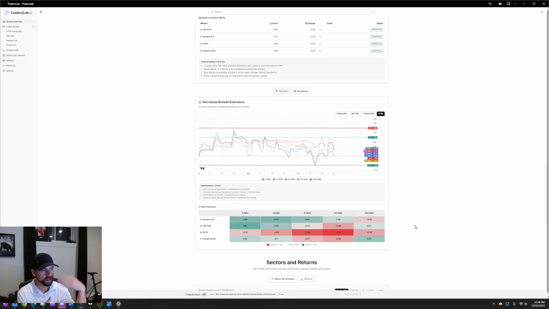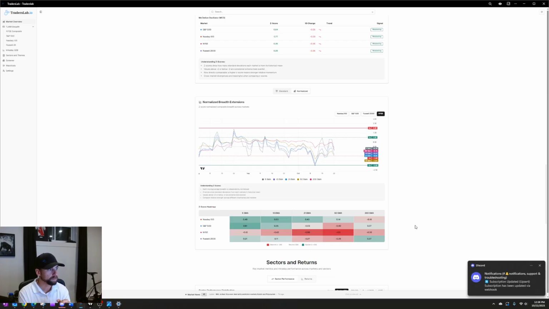Is it in the tech? Is it in the broader market? Is it in small caps, etc., etc.? Just using the heat map of those breadth extensions.